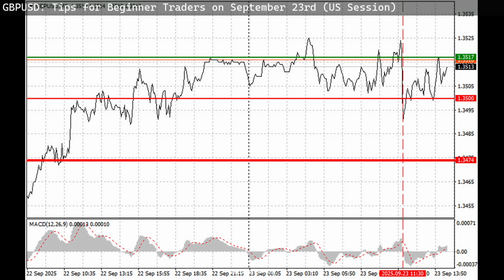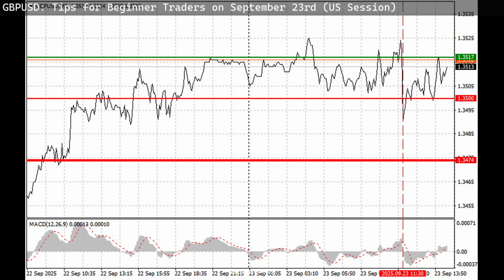GBPUSD, tips for beginner traders on September 23rd. US session trade review and tips for trading the British pound. The test of 1.3517 occurred when the MACD indicator had already moved significantly above the zero mark, which limited the pair's bullish potential. The pound reacted with a decline to weak UK PMI data for September.